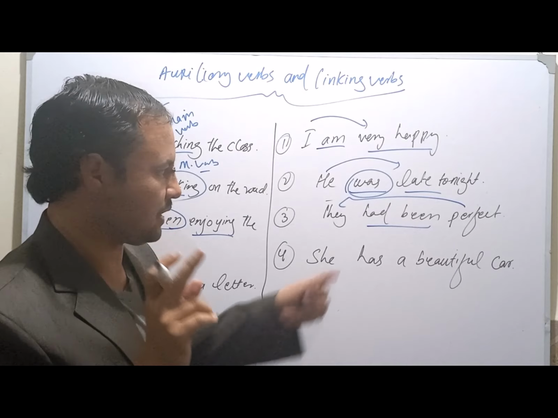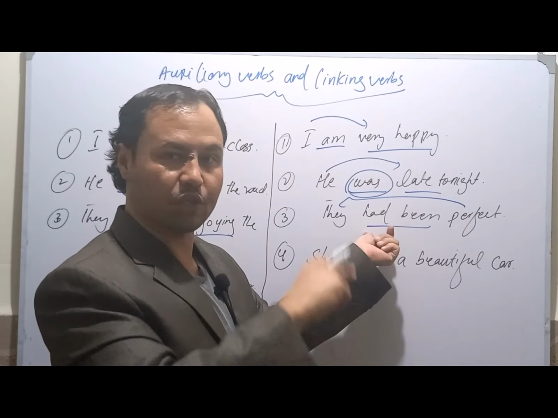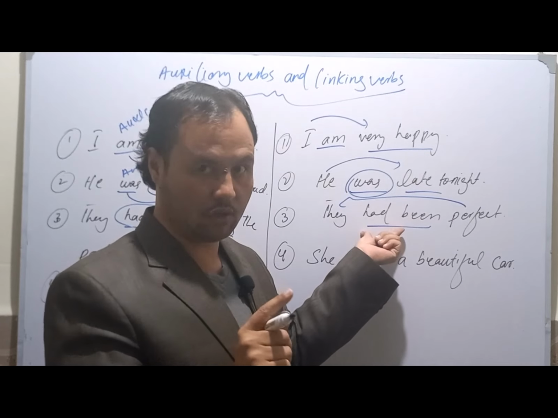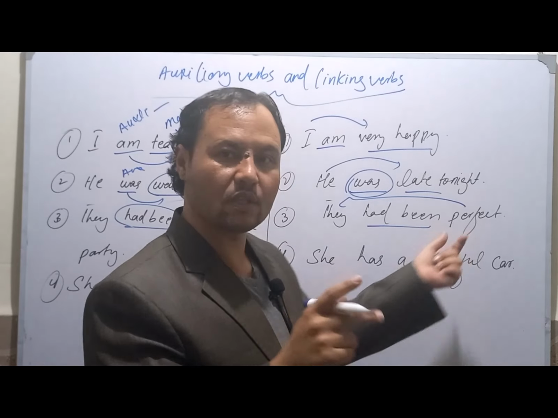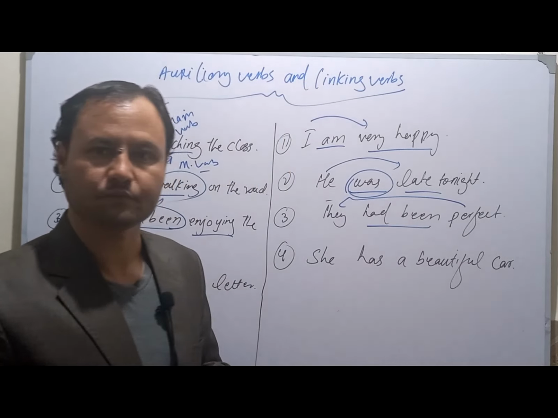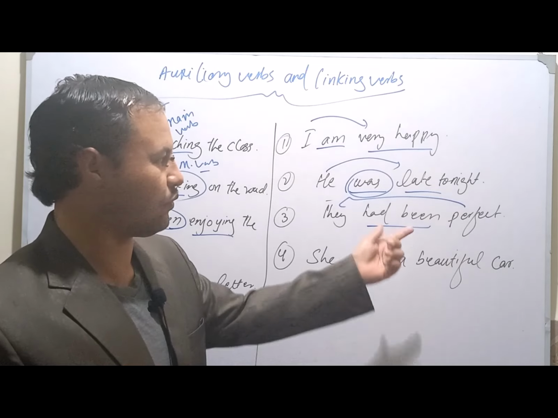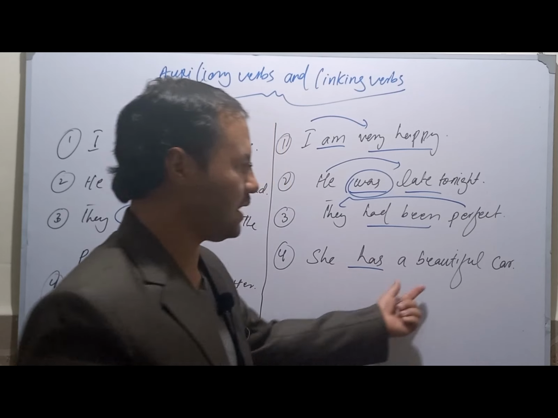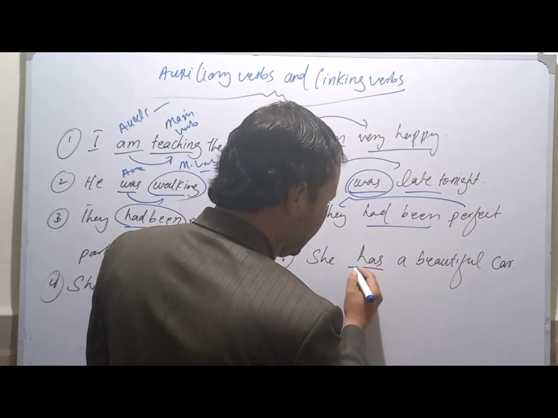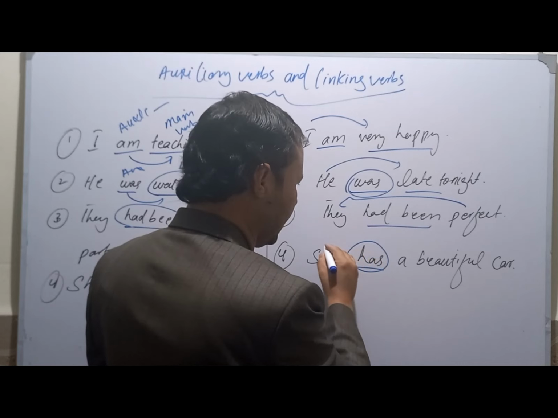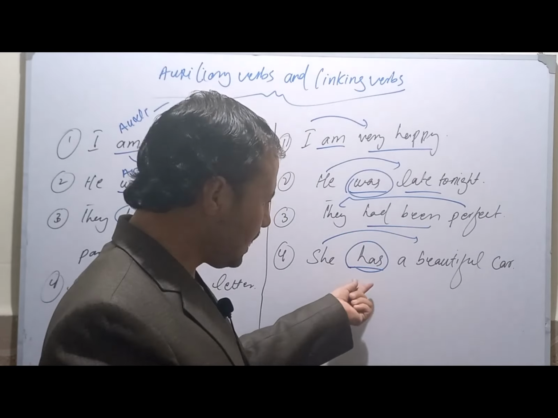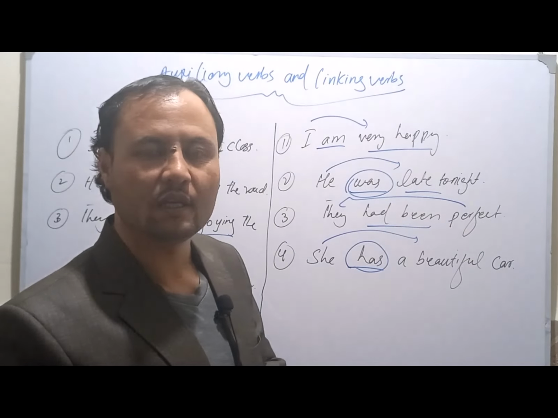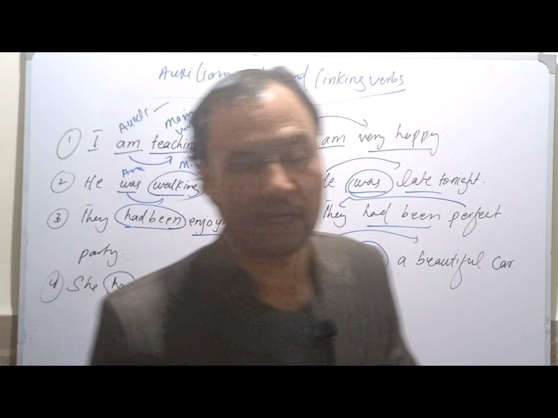Three things you have to keep in mind. Linking verbs link the subject to the rest of the sentence, and that verb does not show any action. And one thing else, the rest of the sentence should give more information about the subject. In that case, we call them linking verbs. For example, she has a beautiful car. Now see, has is working as a linking verb. It is connecting the subject with the rest of the sentence. It is not an action verb, and the rest of the sentence is giving more information about the subject. We call them linking verbs.